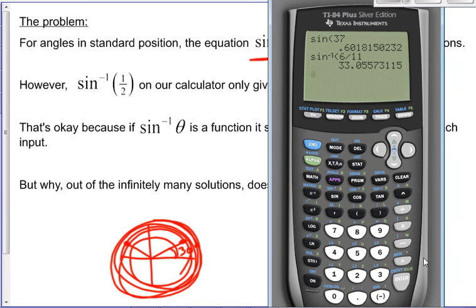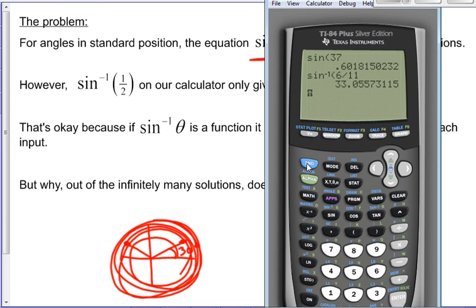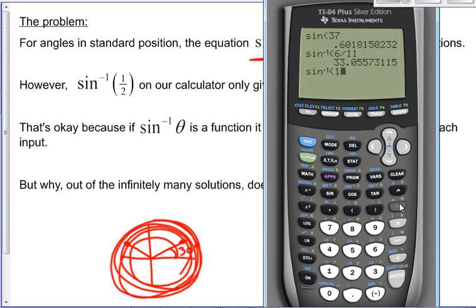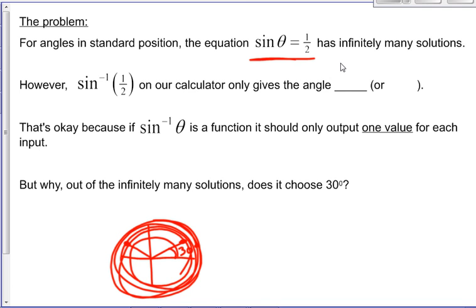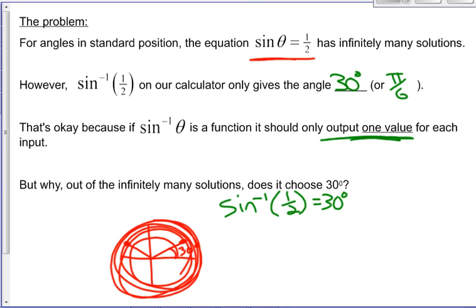So hopefully my calculator will give me all those infinitely many solutions. But as you've probably guessed, it won't. The inverse sine of a half, according to the calculator, is just that first angle, just the 30 degrees. So according to your calculator, inverse sine is a function. It only gives you one output value for each input. And the question becomes, why does it give you that one, exactly 30? You might guess that it is the smallest of all angles for which this is true. That tells us part of the story.